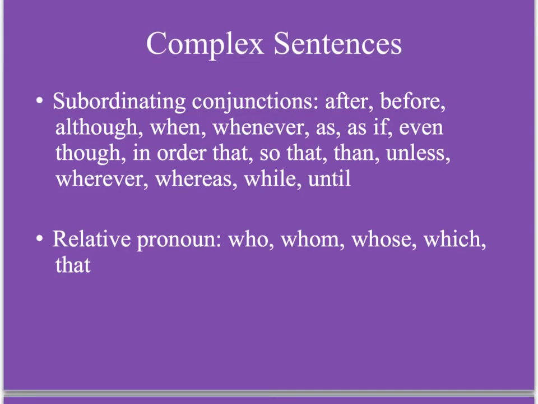So to help identify complex sentences, it's important to be able to recognize subordinating conjunctions and relative pronouns. There's only 5 relative pronouns, so it's pretty easy to memorize those. However, there's many subordinating conjunctions, but take a moment and read through the list. These are the most common.